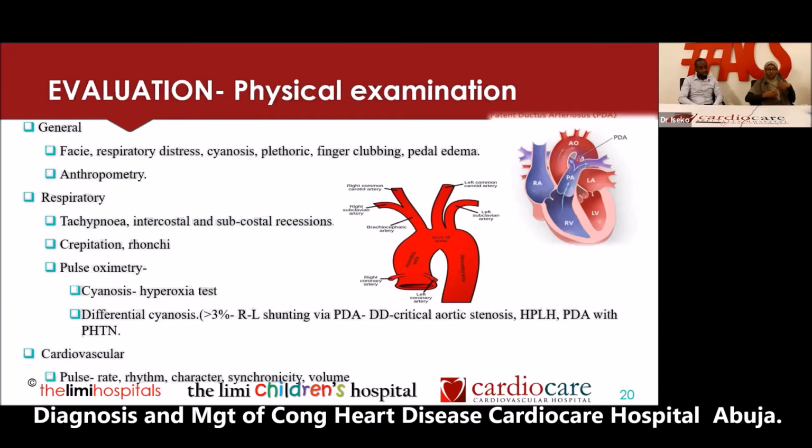So you want to know what other things you are dealing with. Are you dealing with pulmonary hypertension? Because in pulmonary hypertension, you have a right to left shunt across the PDA. Or are you dealing with a critical aortic stenosis? So these are the other things; differential SpO2 can give some of the information, and you wait until your categorization to find out.